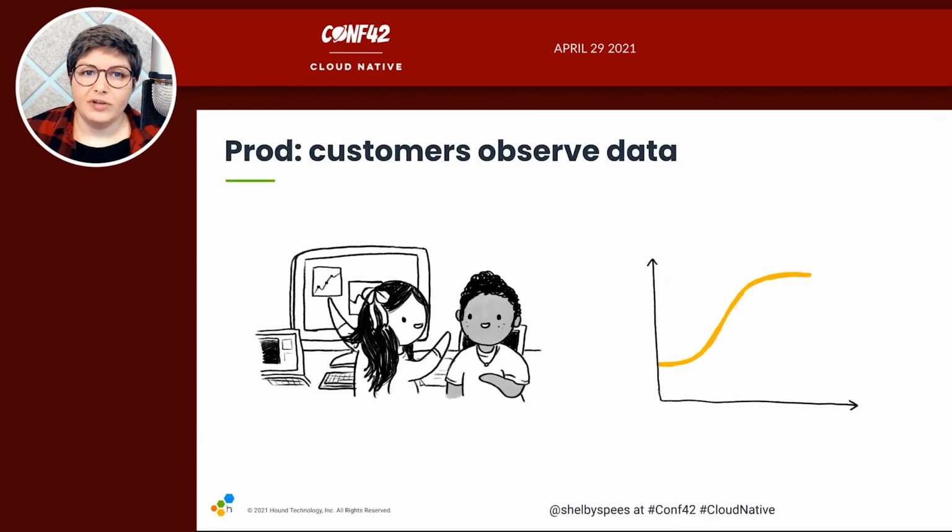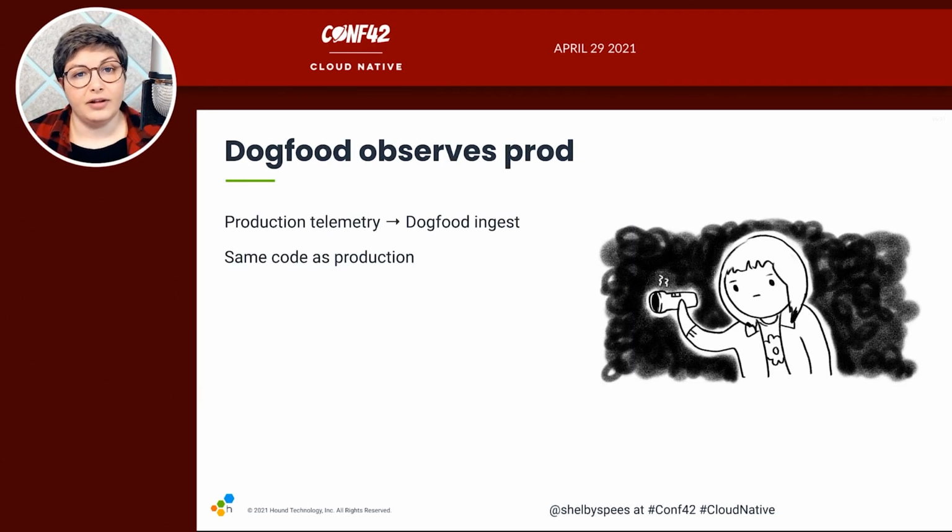At Honeycomb, we have multiple environments. We deploy the same code, the same Git hash, and it's running across all of those environments. Our production environment is where customers send their data in order to observe their own systems. And we have a second environment called dog food, where we send the telemetry from production Honeycomb. Like I said, it's not a staging environment. It runs the exact same code as production.